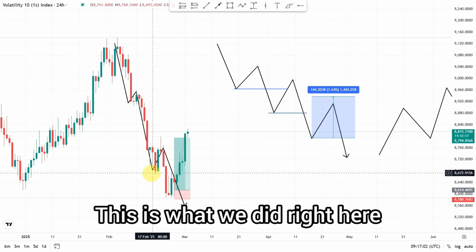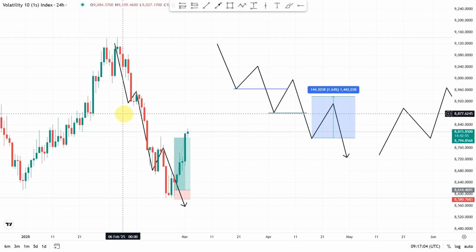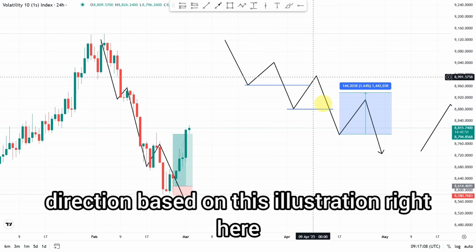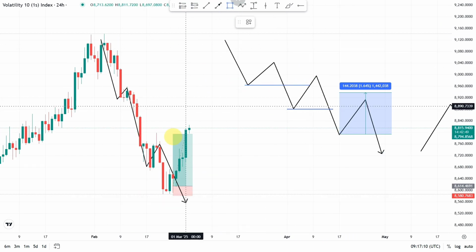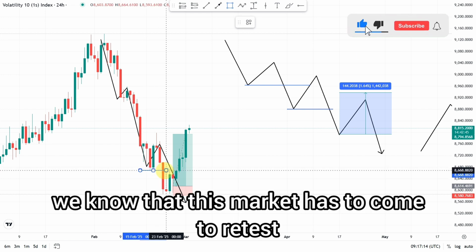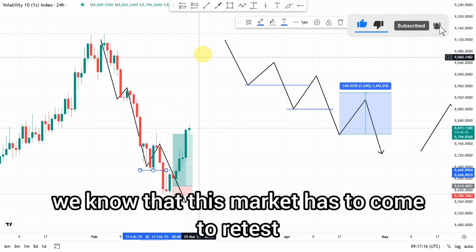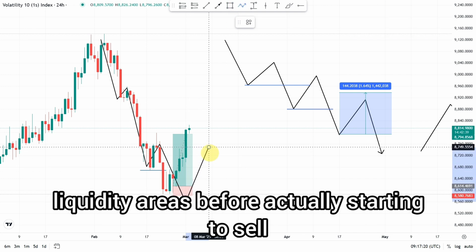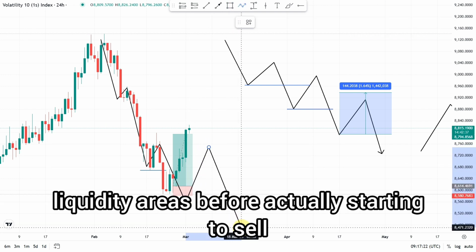This is what we did right here. We said, okay, we know that this market is moving in a downtrend direction based on this illustration. But again, after the market broke this structure, we said to ourselves, we know that this market has to come and retest our areas of daily liquidity before actually starting to sell.